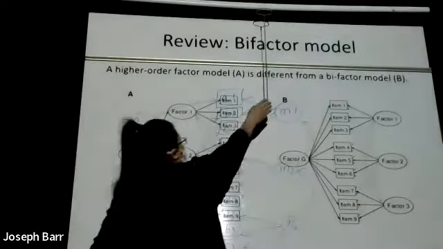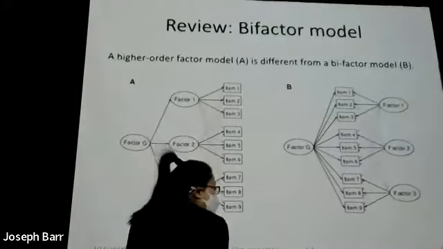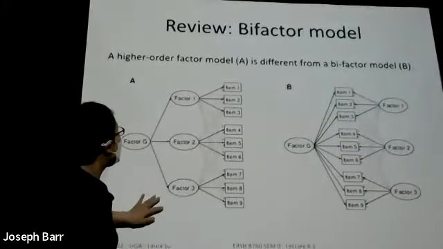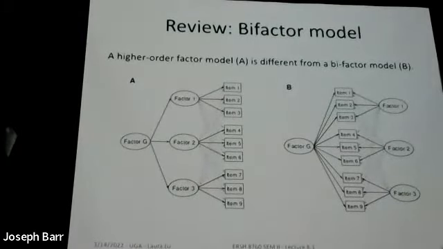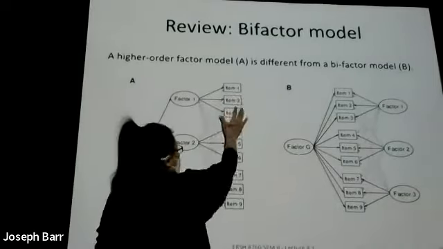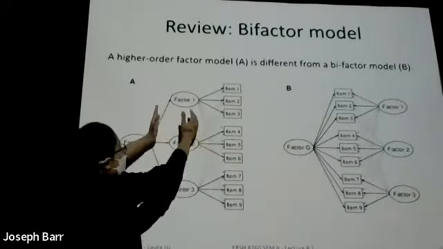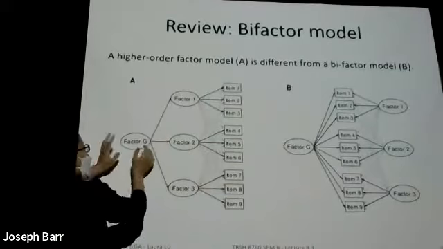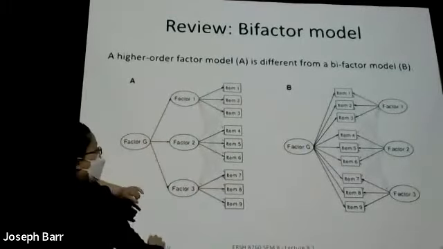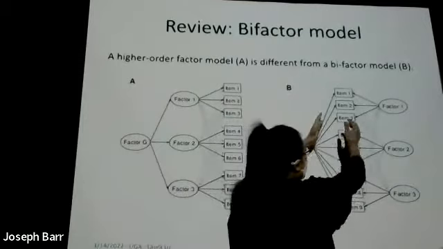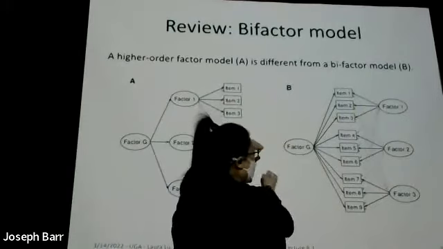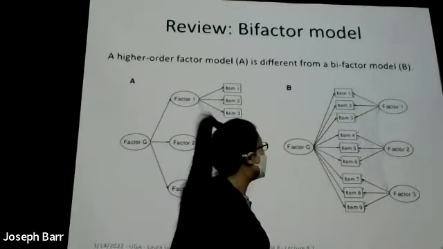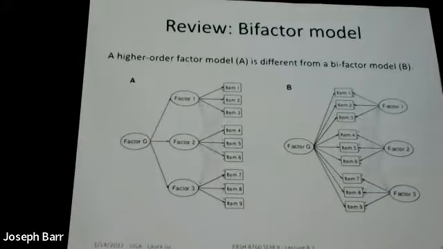Now let's have a review. When we talk about the difference between second-order and bifactor models, we have these two path diagrams. Suppose we have items, which are observed variables. We have first-order factors, and then second-order, also called higher-order. But here we have the same items, with factors here and another factor here. So this is called a bifactor model. Currently, we are using the bifactor model.